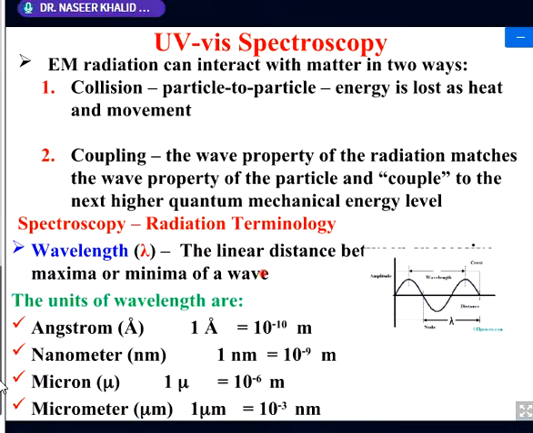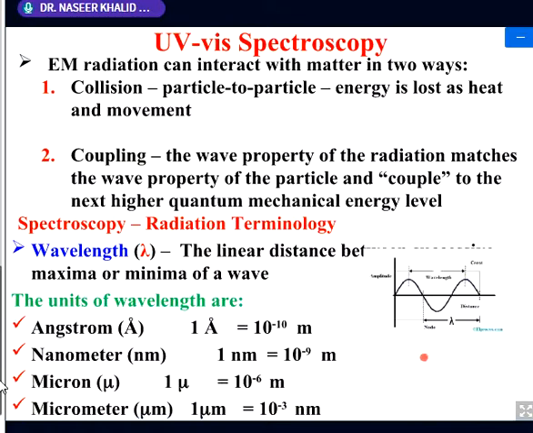Wavelength is the linear distance between two maxima or two consecutive minima. This is the crest, this is the maximum. This is the distance, the linear distance, starting from the first maximum to the second maximum to the third maximum. They will be the same.